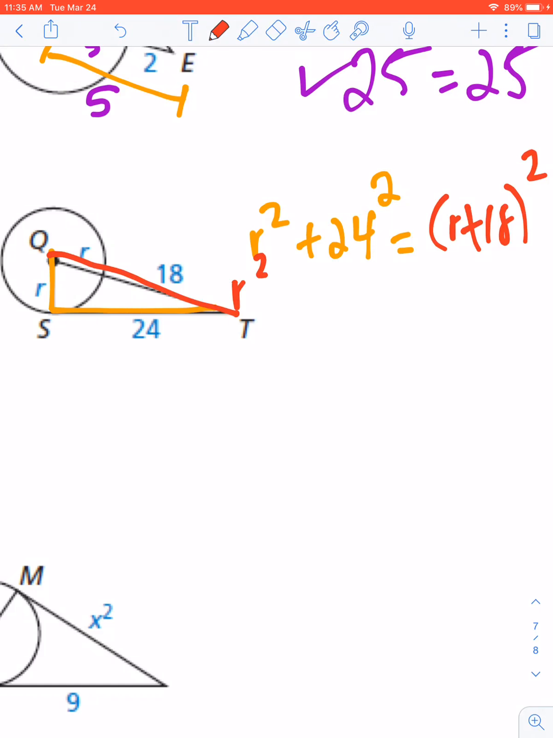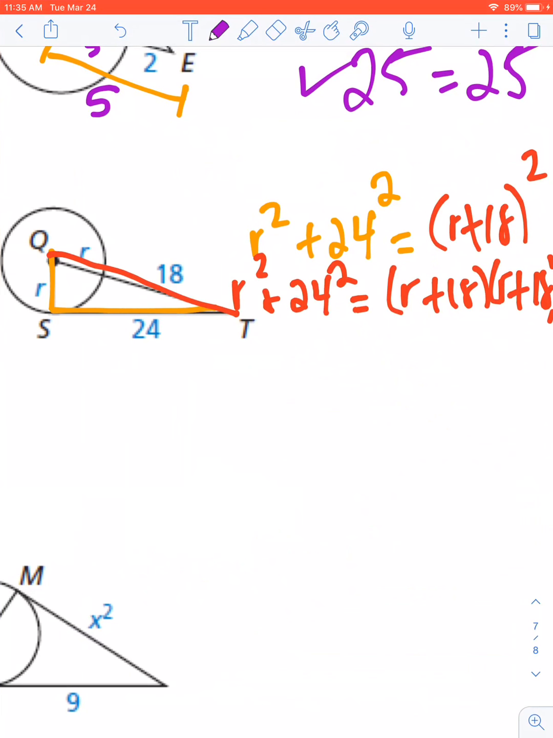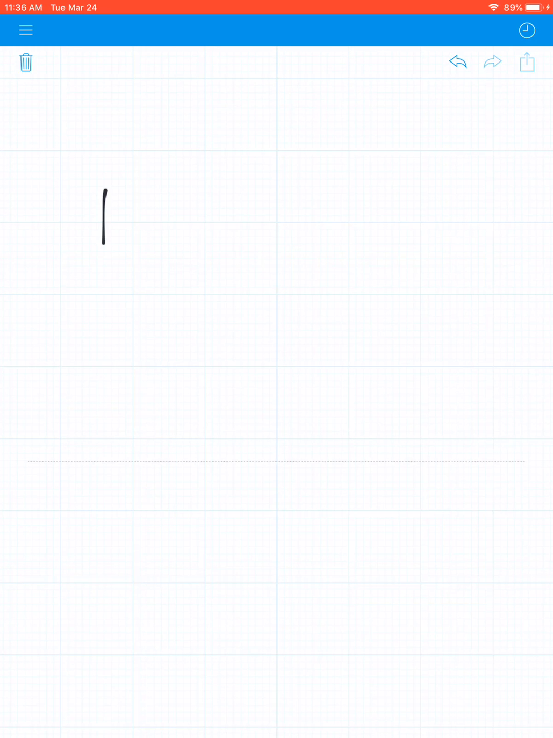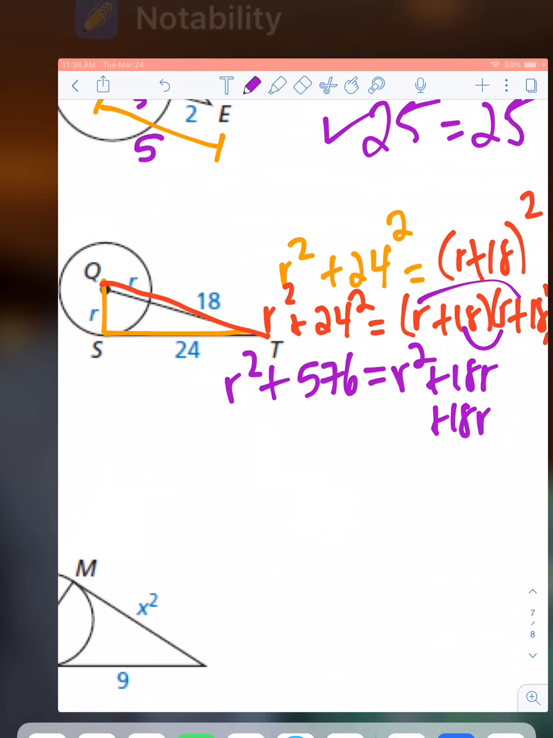So what does that mean? I have r squared plus 24 squared, and that is r plus 18 times r plus 18. Write it twice and FOIL. All right, so if you don't know, 24 squared is 576. And then r times r is r squared, plus 18r plus another 18r. And then 18 times 18 gives me 324.